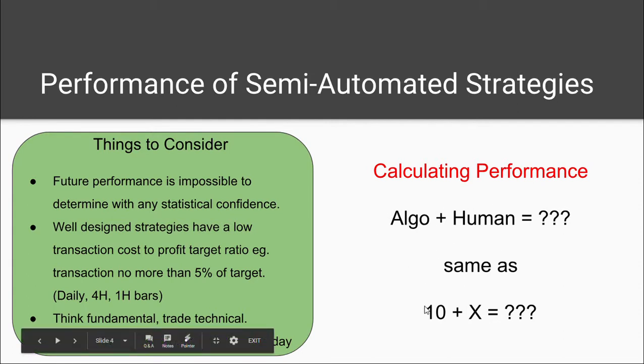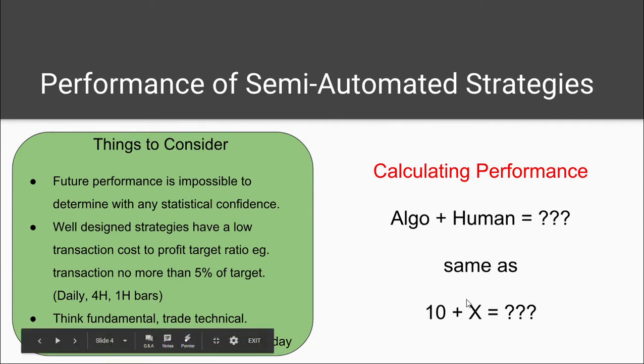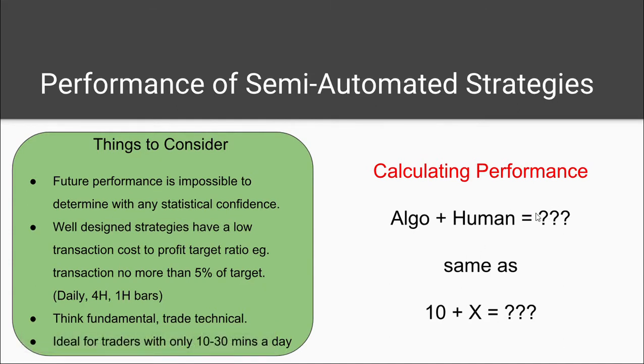It's the same with a basic algebra equation. If you've got the number 10 plus an unknown variable x, there is an infinite number of solutions you can obtain from that equation. So you don't know what the solution will be. Again, you've got your known, your algo, plus the unknown, which is a human. There's an infinite number of results you can get from that. So there's no way to determine whether this algorithm is going to do well for you or not.